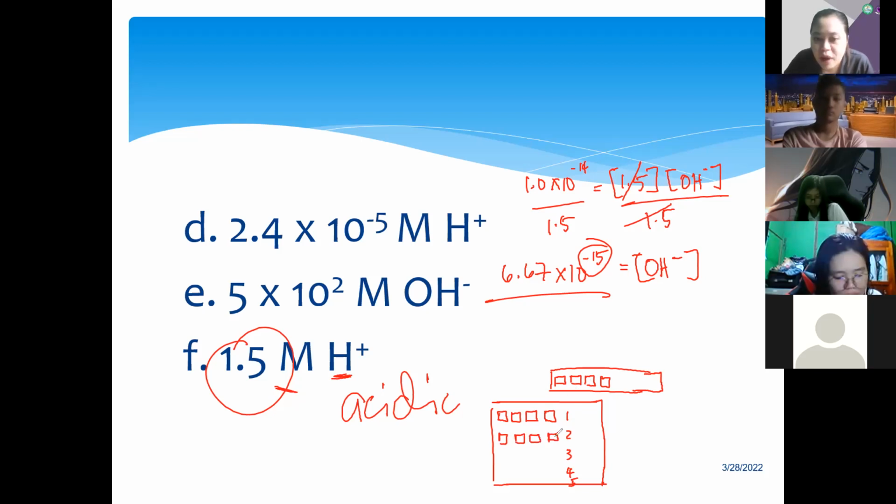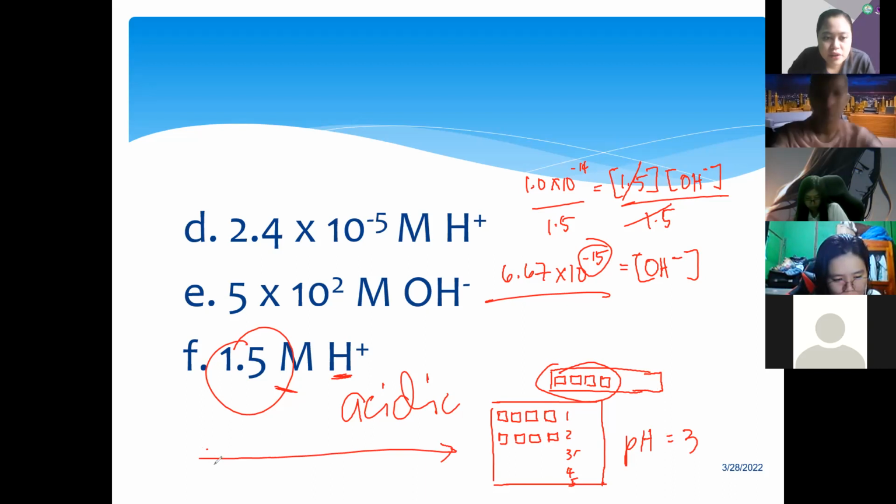So again, iba-ibang color yan siya. Basta lang, i-compare mo siya sa lahat kung saan siya magkapareho. For example, all the colors in the 4 boxes there is parehas sa 3. It means the pH of the solution is also 3. That's the use of the pH meter.